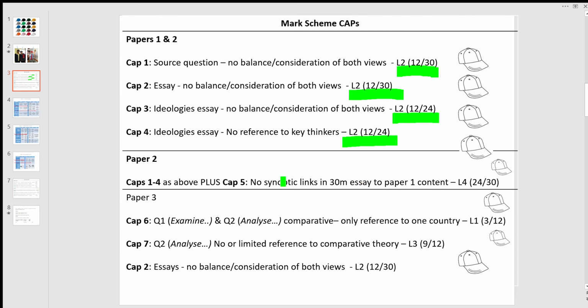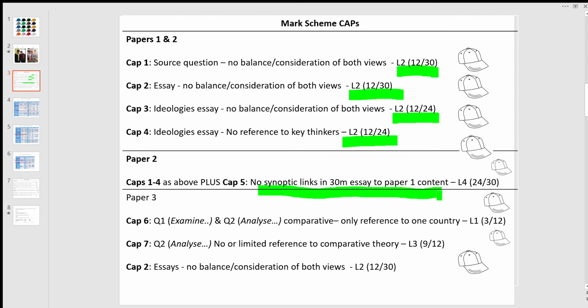Another cap, cap 5, is in paper 2, UK politics. On the 30-mark essay, you have to make some reference in that essay to some of the content you studied on paper 1. So if you're doing something on the Constitution, paper 2, you may make reference to constitutions to limit government power are one of the features of a liberal democracy.